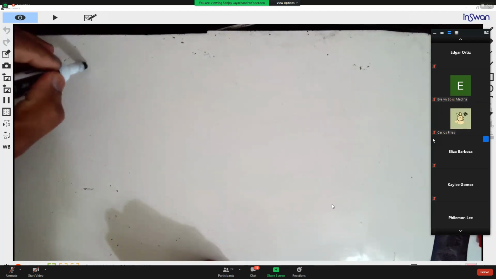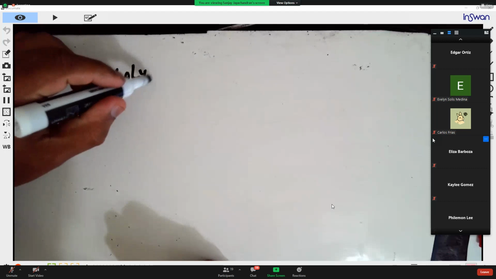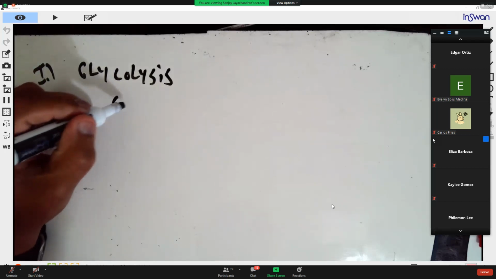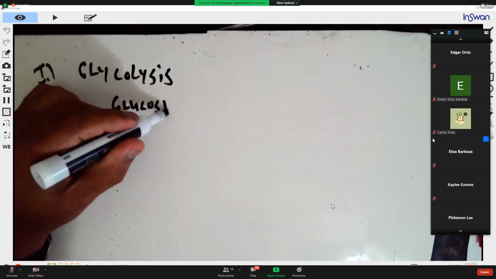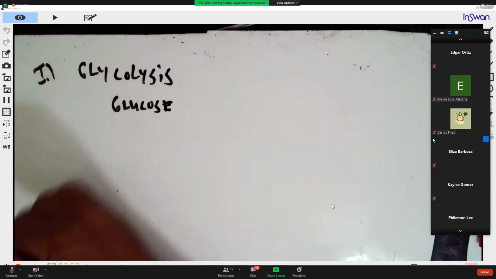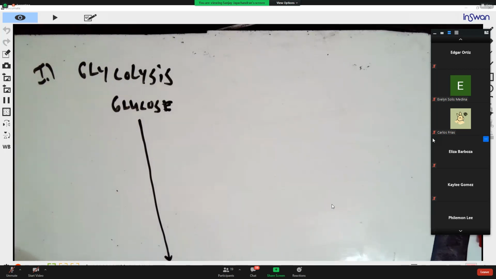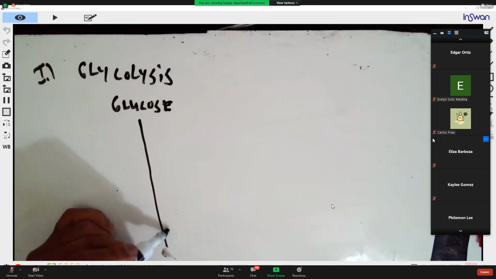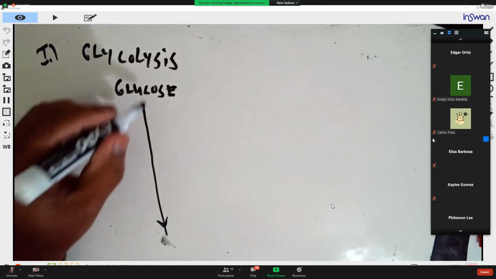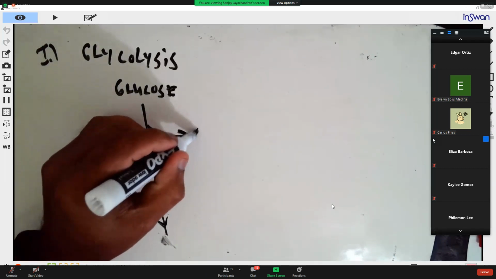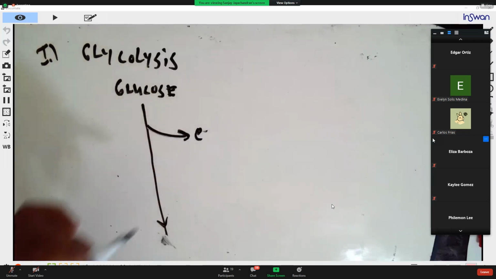Okay, so it's part one. It occurs in the cytoplasm, not in the mitochondria. So we're going to start with a high energy molecule like glucose. And there's a whole chain of reactions which we're going to leave out. What we're going to do is extract electrons from this high energy molecule. These are electrons that we're taking away from glucose.